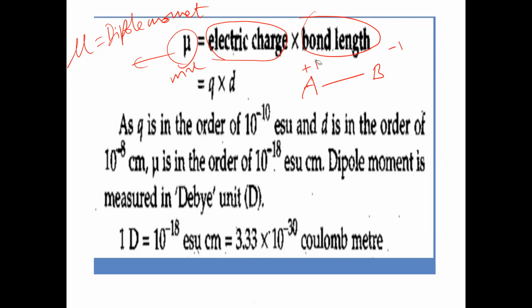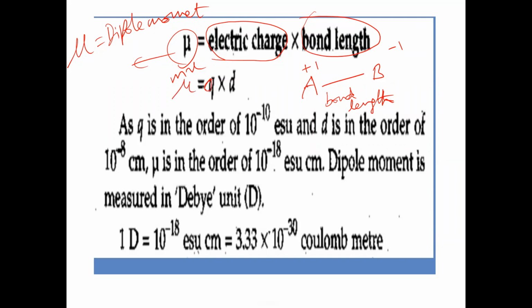So the magnitude of electric charge on any one atom into the bond length. The length between two atoms is called the bond length. The electric charge on any one atom into the bond length, the distance between two atoms, is called the dipole moment, mu. So mu is equal to Q into D.